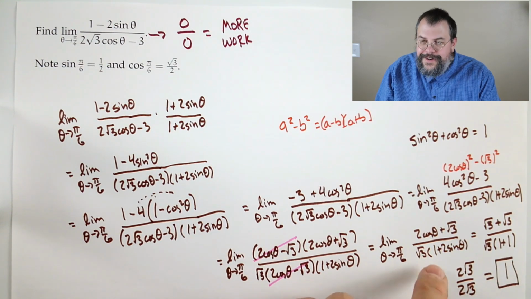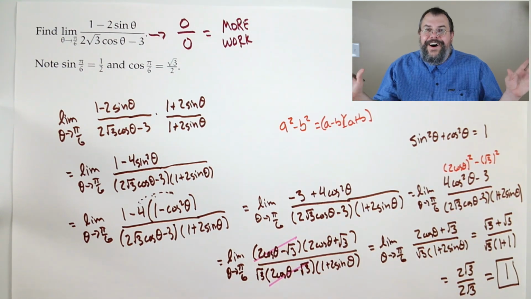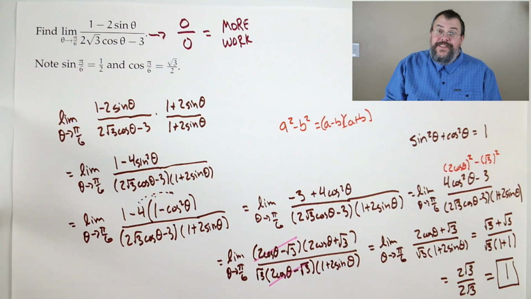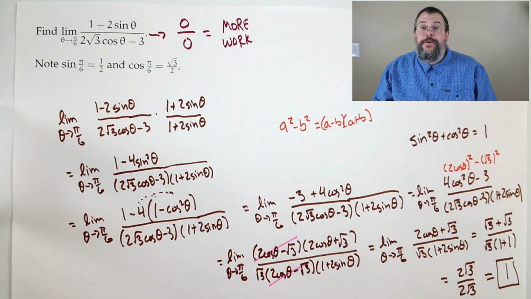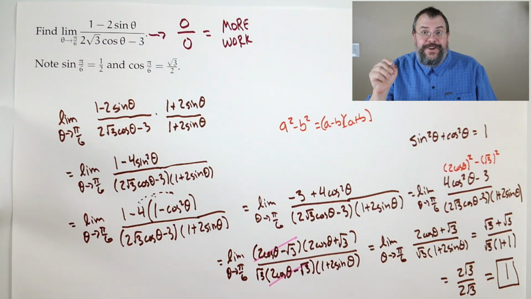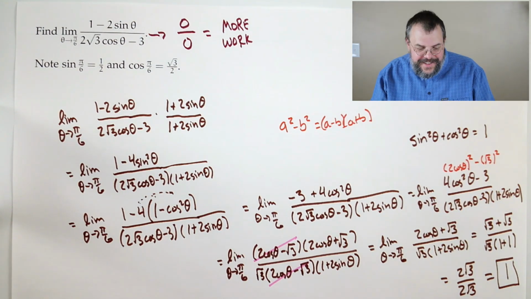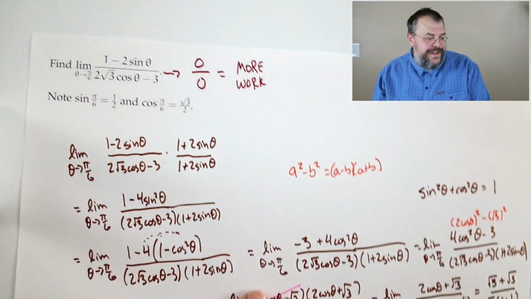is 1. Wow. Well, I guess sometimes 0 over 0 does equal 1, but not always. So what do you need to do? Do the work. Do the work. Good. This was fun. I like that one.